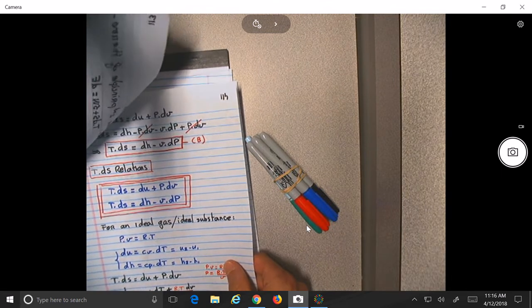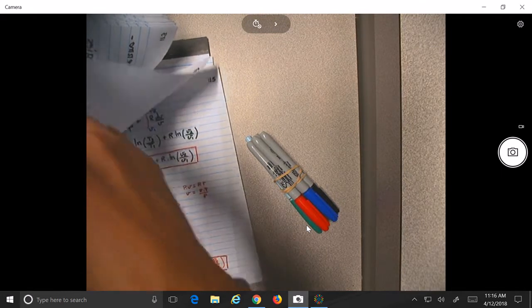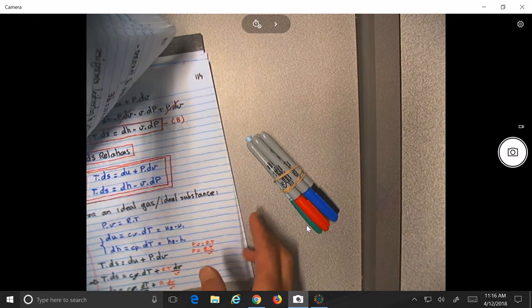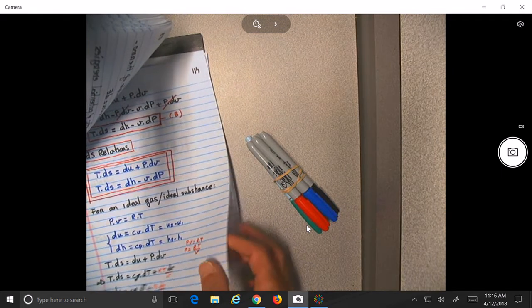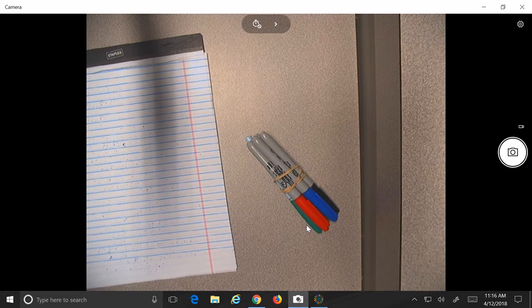Okay, so last time we derived the TDS relations, the Gibbs expressions, and then for an ideal gas or ideal substance. Okay, let's try to take this from here.